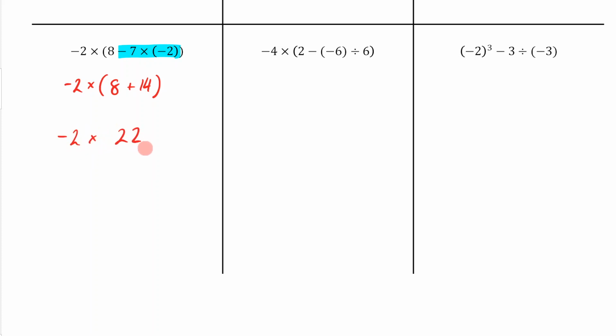What is negative 2 times 22? That's going to be negative 44. So again, I'm just constantly rewriting it until I get my answer. Let's go into the next one.